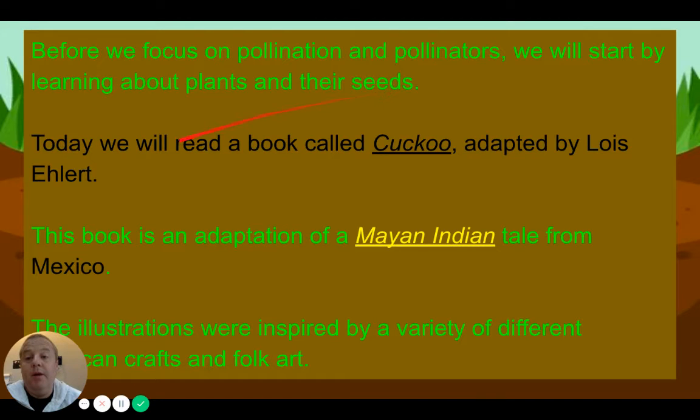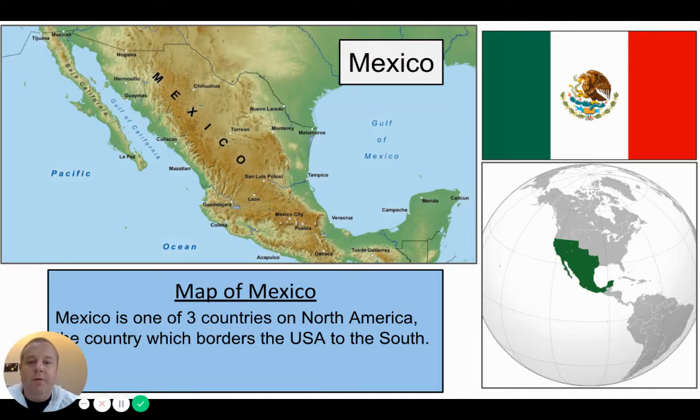So seeds are important. Today we'll read a book called Cuckoo, adapted by Lois Ehlert. This book is an adaptation of a Mayan Indian tale from Mexico. The illustrations were inspired by a variety of different Mexican crafts and folk art, and you'll see the use of collage. I have some collage behind me that we made a few months ago, and we hung them up on the walls, so that's kind of fun. I'll put some opportunities for you to try some collage in the classroom. You can check that out. The art in here is done with collage, as you'll see as we read.